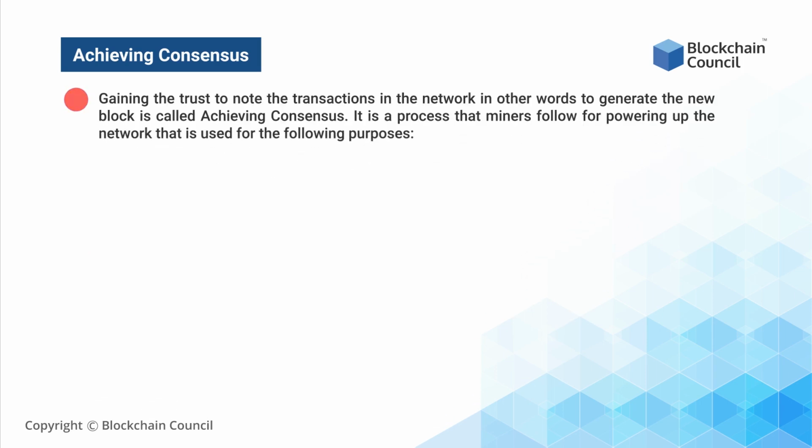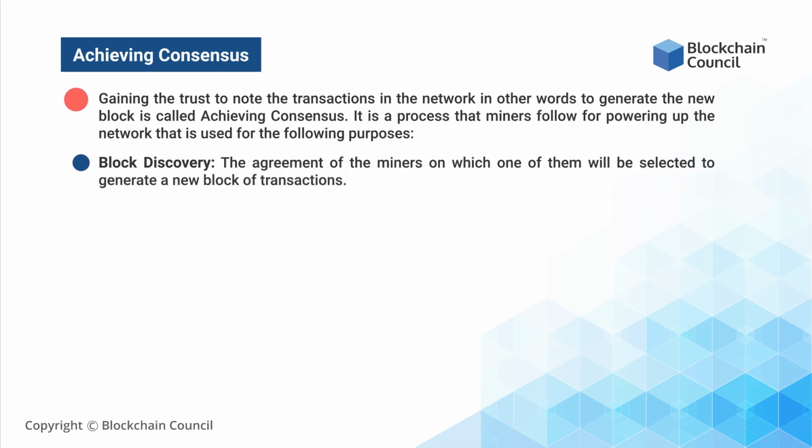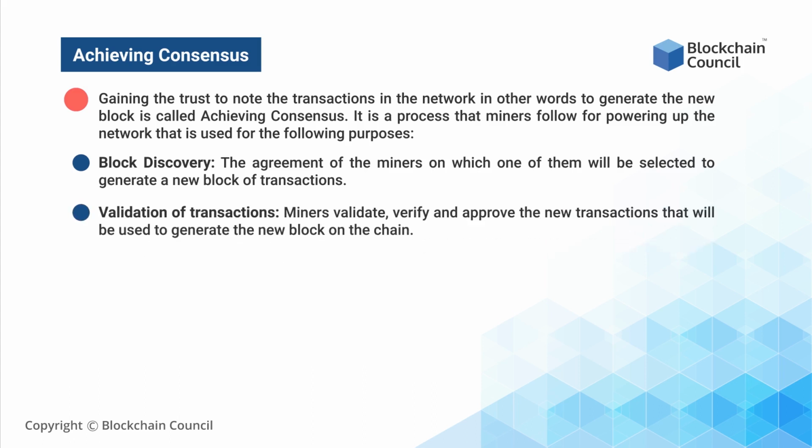Gaining the trust to note the transactions in the network, in other words to generate the new block, is called achieving consensus. It is a process that miners follow for powering up the network that is used for the following purposes. Block discovery: the agreement of the miners on which one of them will be selected to generate a new block of transactions. Validation of transactions.